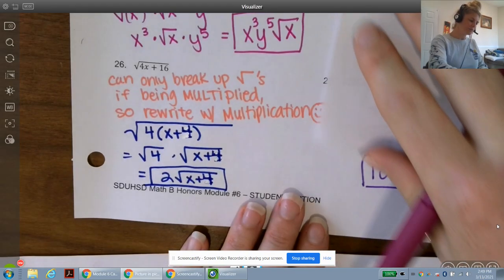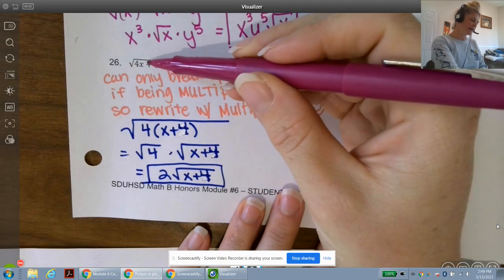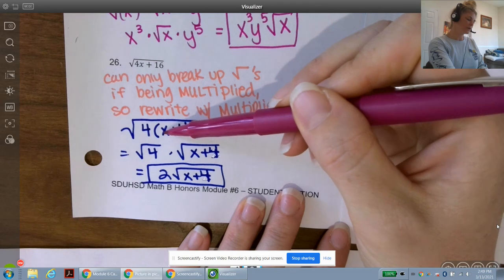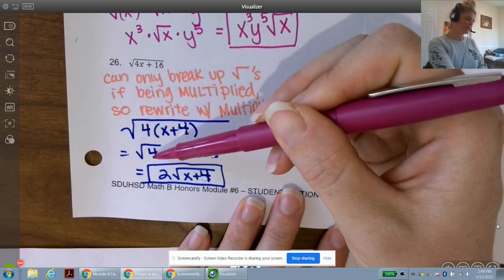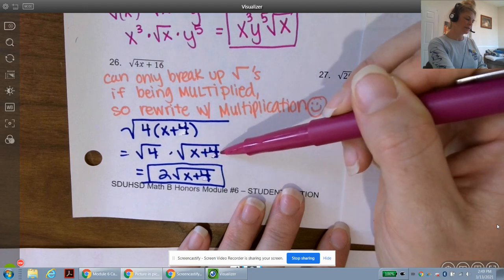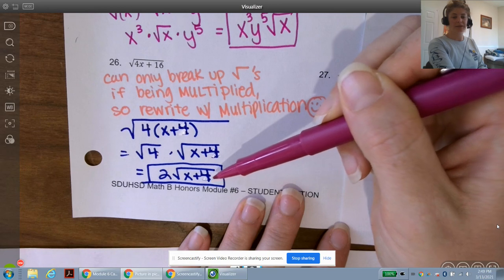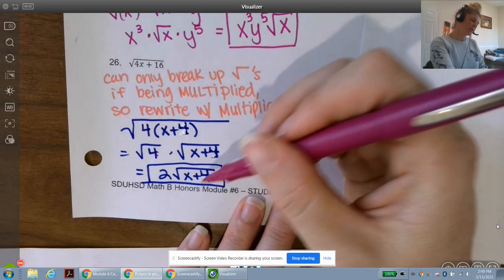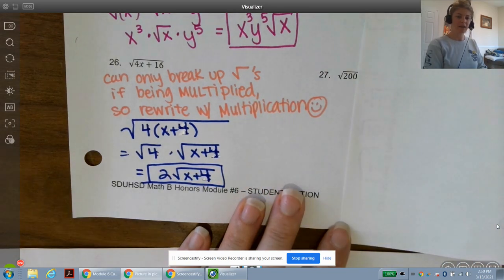Okay, and the last one, remember, you can only break up the radicals if being multiplied, so rewrite with multiplication. 4x plus 16, the perfect square that goes into that is 4. So this is 4 times x is 4x, and 4 times 4 is 16. So I can break it up into square root of 4 and the square root of x plus 4. Square root of 4 is 2. I can't touch this 4, you guys, that's inside here because it's being added to the x. Order of operations, we would have to do x plus 4 first before we take that square root.